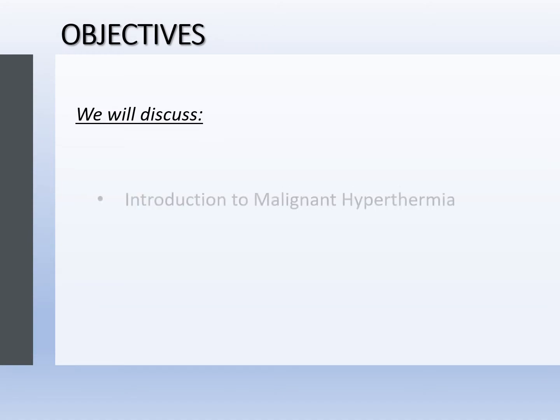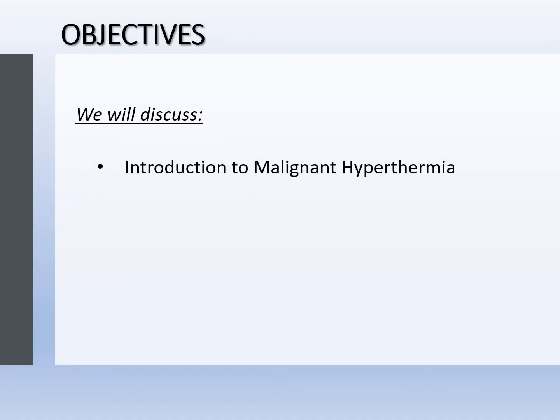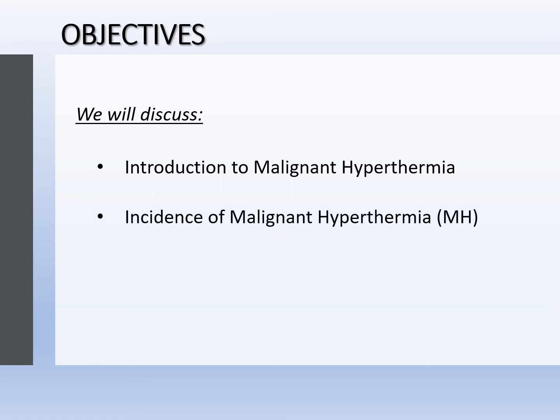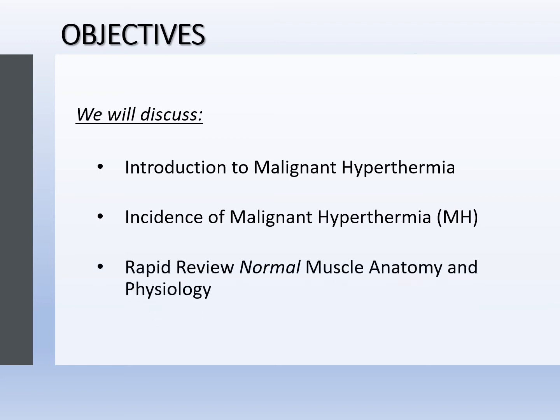In this short video, we're going to be discussing malignant hyperthermia by offering you the definition and giving you a quick background of what it is. We're going to be talking about the incidence as well as the prevalence of malignant hyperthermia in the United States. But really what this video's purpose is to review normal muscle anatomy and physiology. I want to review the normal events in muscle contraction and relaxation, because once you get a good foundation of what normal muscle physiology is, when we talk about the pathophysiology of malignant hyperthermia, it will make so much more sense next week.